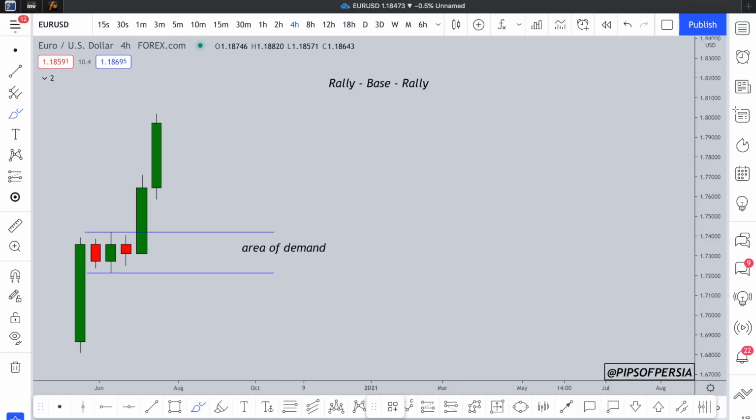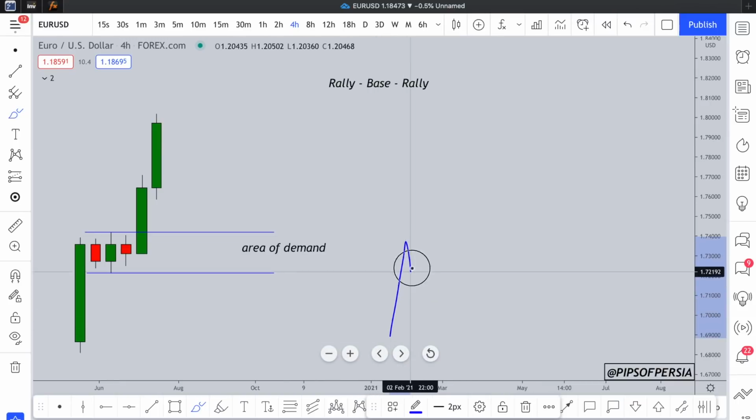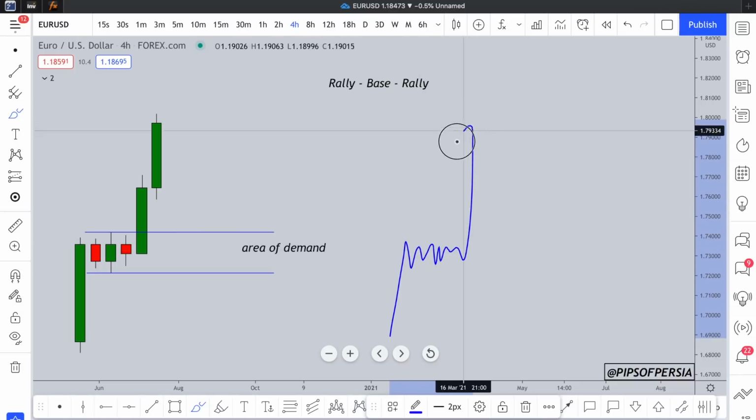So if drop-based drops give us areas of supply, rally-based rallies will give us areas of demand. And the same way you would be trading your drop-based drops, you can be trading your rally-based rallies as well. Within these areas of reaccumulation, the ones that are extremely important, that make it more likely for the market to respect them in the future, are those that have invalidated significant areas of supply.